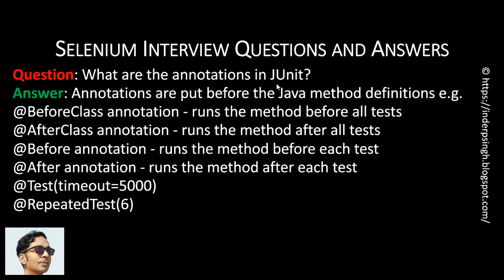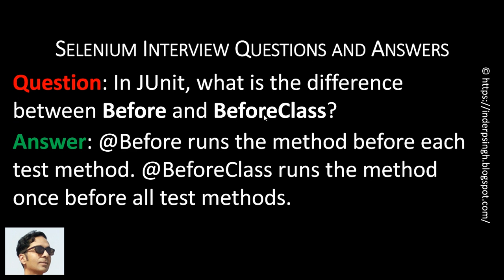What are annotations in JUnit? Annotations are put before the Java method definitions. For example, BeforeClass annotation, AfterClass, Before, After, and for the test method we have the @Test annotation, repeated tests. In JUnit, what is the difference between Before and BeforeClass? Before runs the method before each test method, and BeforeClass runs the method just once before all the test methods.